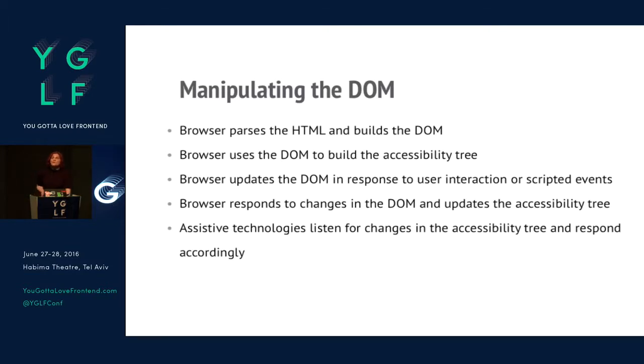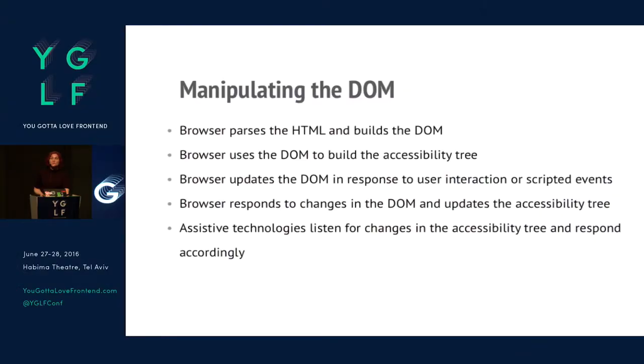So when we manipulate the DOM, the browser creates the DOM when it first gets the code, and it then creates the accessibility tree. If the DOM gets updated, either through user interaction or scripted reaction, then the DOM gets rebuilt, and the accessibility tree gets rebuilt. Assistive technologies are listening for change events in the accessibility tree, and when they recognize something has changed, they'll relay that information to the user using, if it's a screen reader, speech, like we just heard.